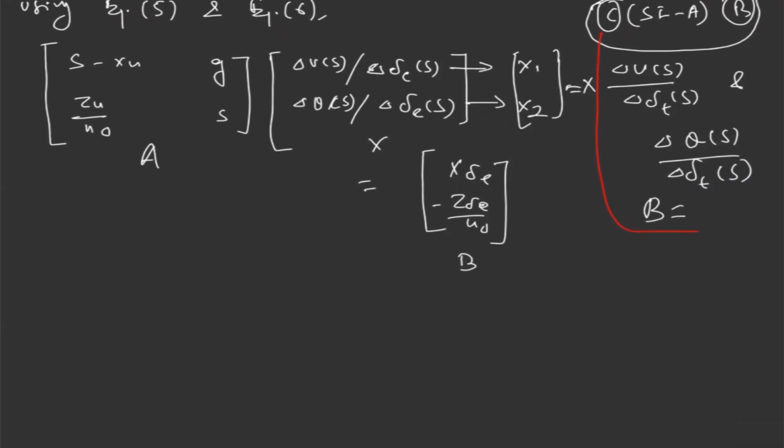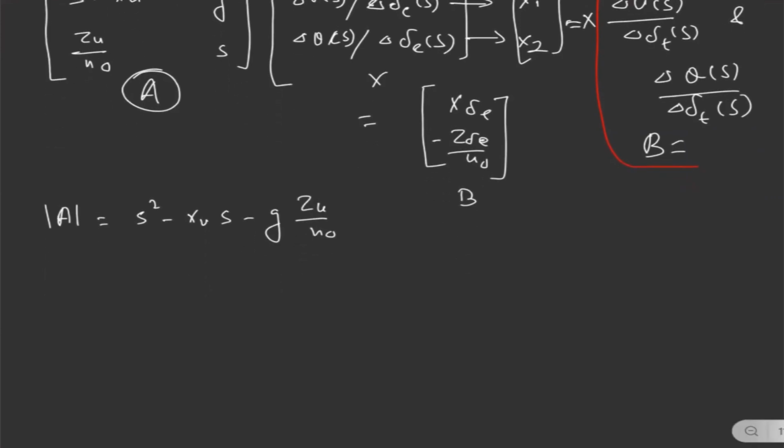Let's find first, so we'll apply here Cramer's rule, the brute force method. For that, we have to find the determinant of A. The determinant of A comes out to be s squared minus Xu s minus Zα Uo divided by u naught. Using Cramer's rule, this part will remain the same as the denominator for both transfer functions.